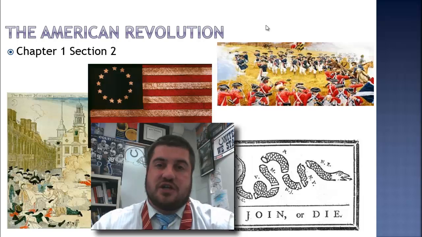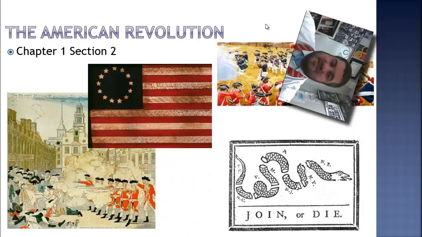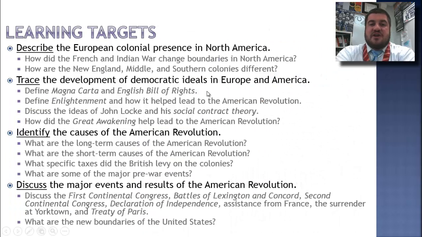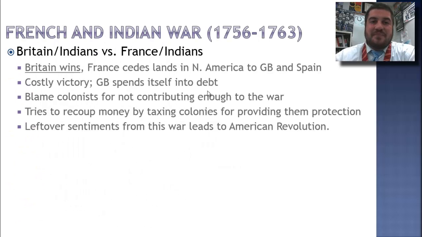Today, for our first lesson of the school year, we're going to be talking about the American Revolution, causes, and results. So your learning targets for today are to describe how Europe sort of carved up North America prior to this. We'll talk about the democratic ideals and how those kind of change over time for Europe and America. We'll identify the causes of the American Revolution and the major events of said revolution and the results. So let's go ahead and get started.